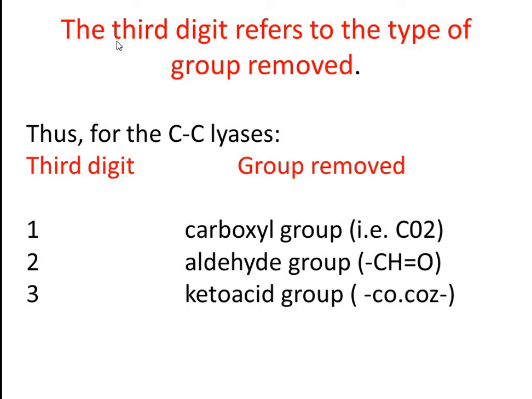For example, in case of C-C lyases, that means when the C-C bond is broken, the third digit 1 indicates the group removed is the carboxyl group, that is the CO2 group. If the third digit is 2, it indicates that the group removed is the aldehyde group, that is the CHO group. And for removal of a keto acid group, the third digit 3 is used.